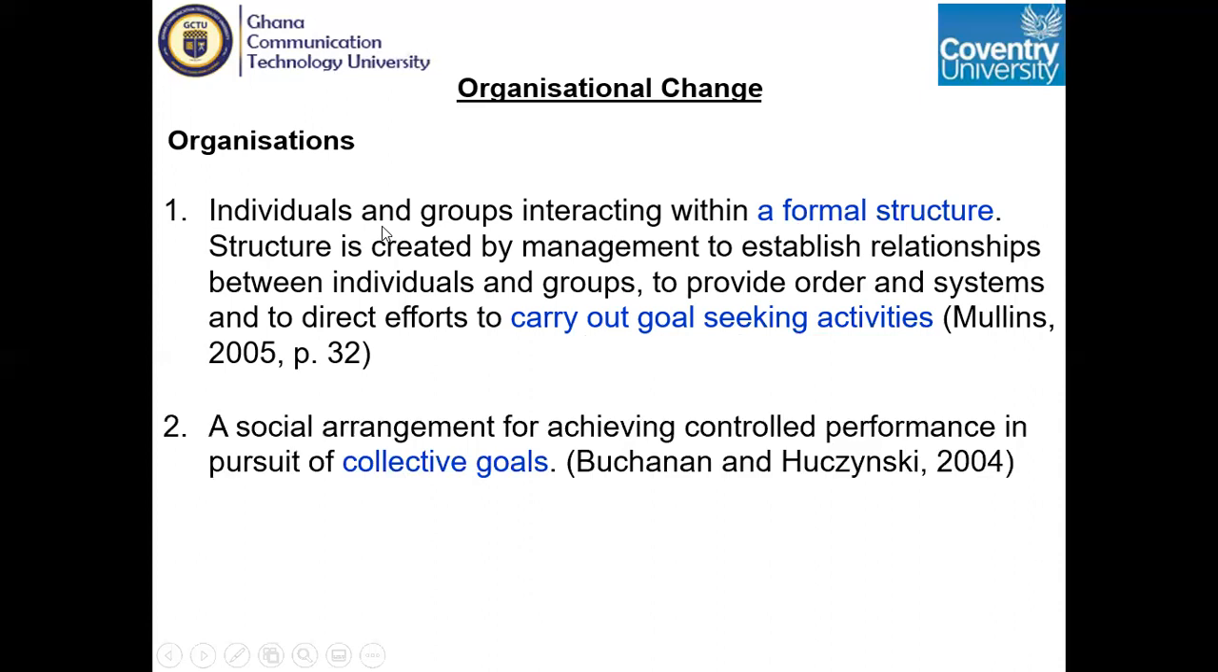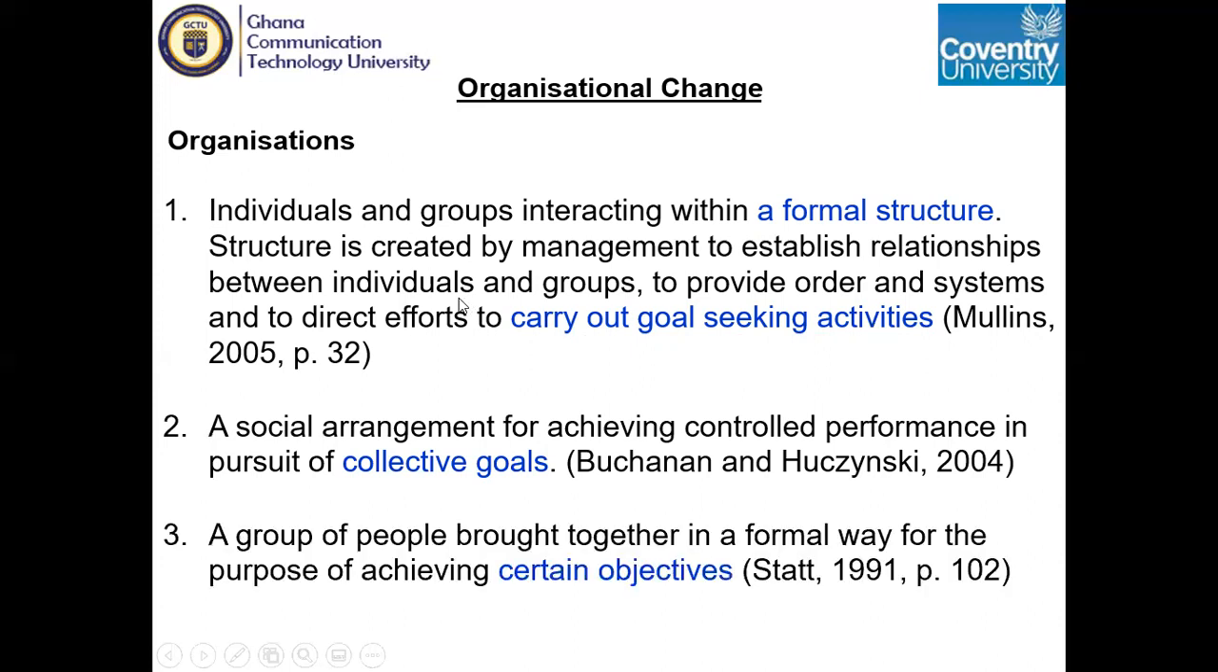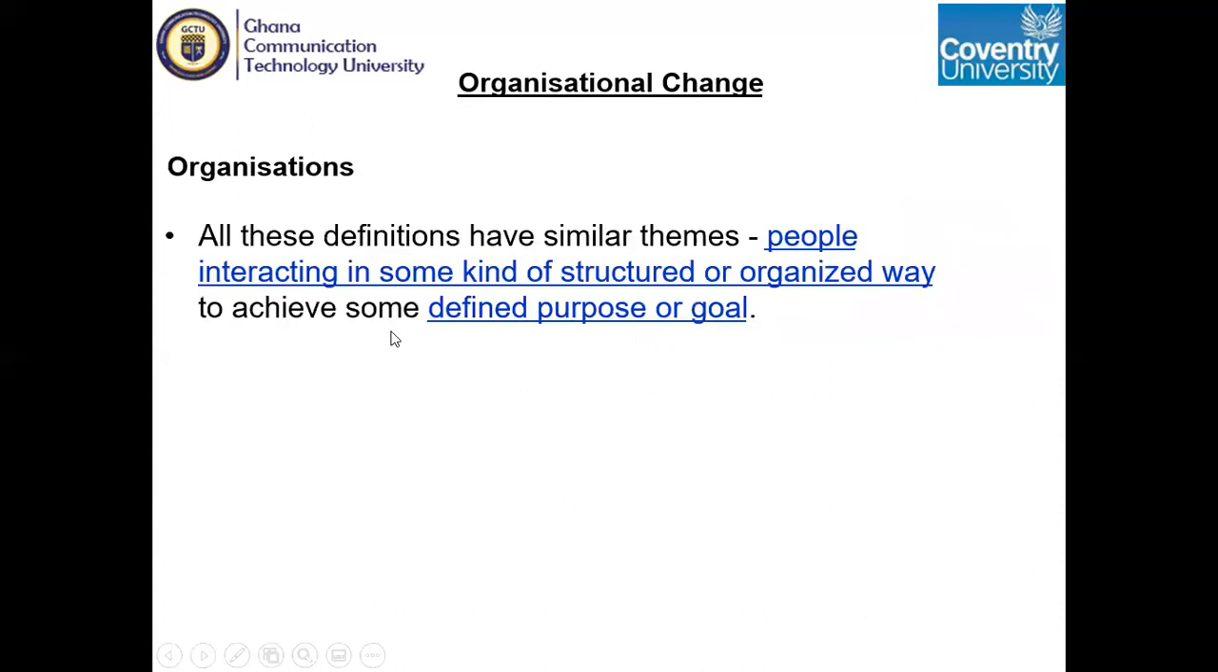Another description is a social arrangement for achieving controlled performance in pursuit of collective goals. Again, we are looking at achieving some specific or collective goals. A group of people brought together in a formal way for the purpose of achieving certain objectives. So when we look at these ways of looking at an organization, all we can see is that they have one thing in common. It's talking of people, or human beings, interacting. So the people are the core, interacting in some kind of structured way, and then to achieve a certain goal.